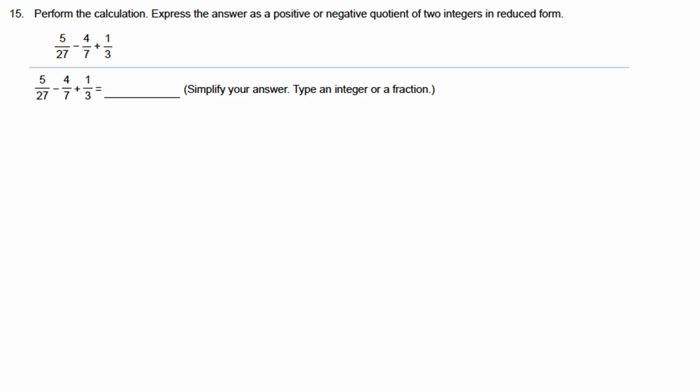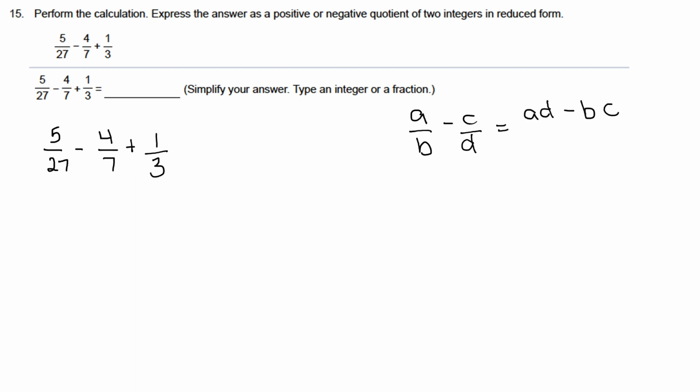Perform the calculation. Express the answer as a positive or negative quotient of two integers in reduced form. I have 5 over 27 minus 4 over 7 plus 1 over 3. First, I'm going to subtract these two fractions. So I'm going to use my rule or my formula that says A over B minus C over D is the same thing as A times D minus B times C over B times D.